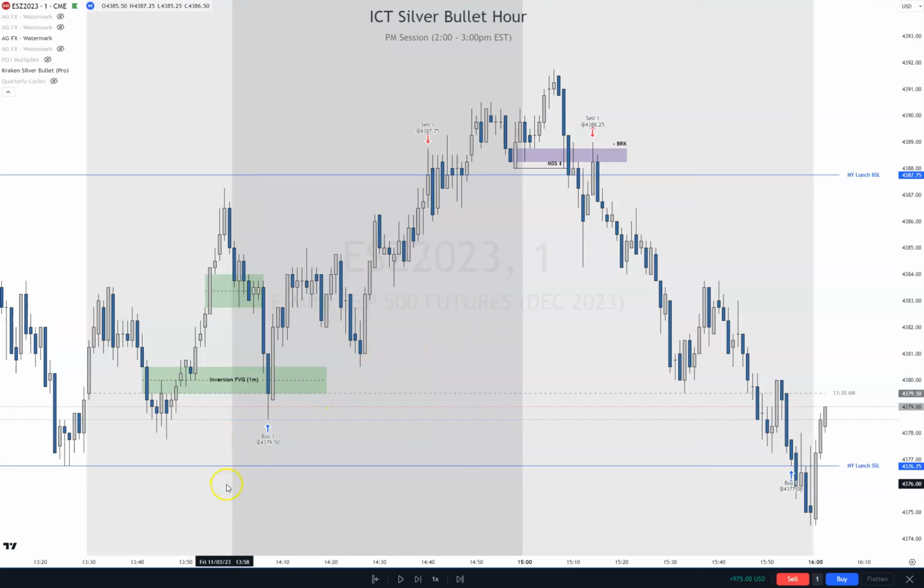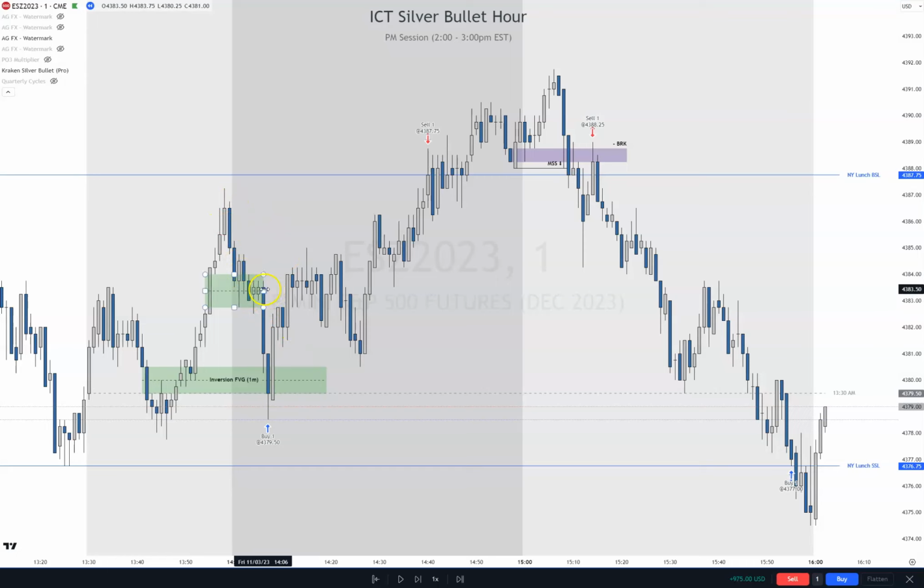All right, we came to the PM session, and before it started, we were very close to the New York lunch buy side. And we marked out our inversion fair value gap, and then we had a fair value gap here. We pulled our fib to get our optimal trade entry, which lined up perfectly with the inversion fair value gap. To go short, we would want to see this low broken. And to do that, it'd have to violate optimal trade entry. So it's kind of why we were still bullish.